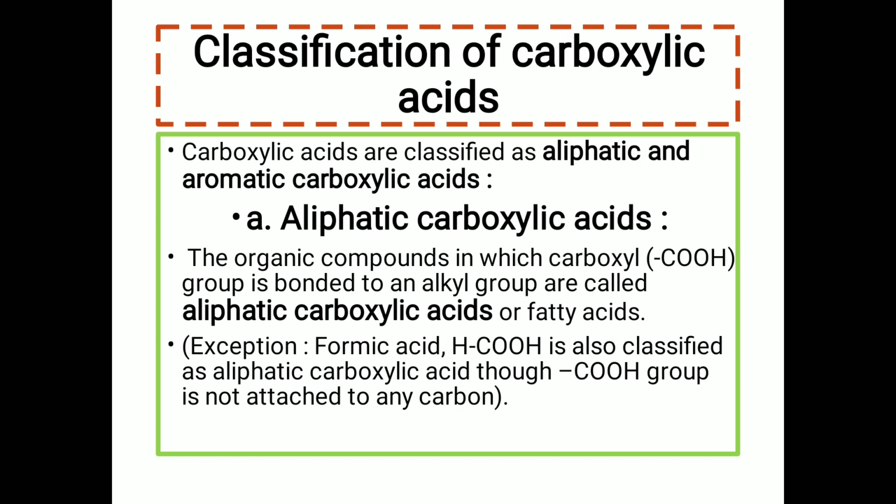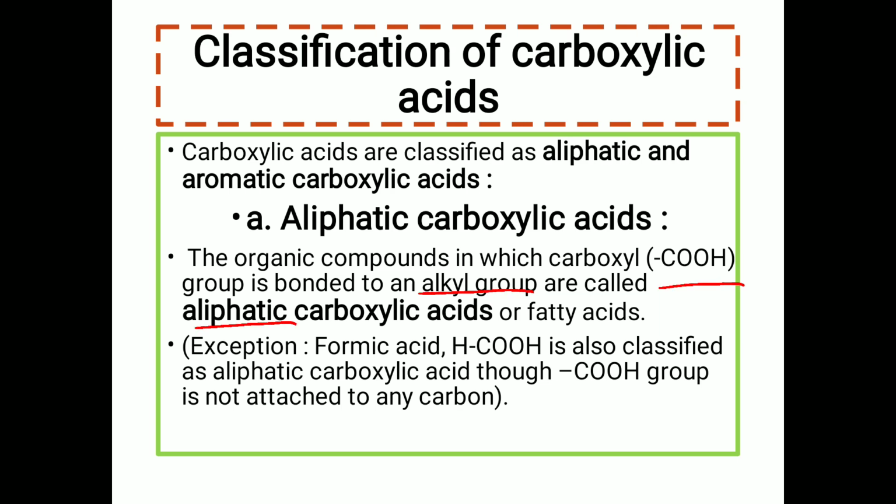Now next is the classification of carboxylic acid. The carboxylic acids are classified as aliphatic and aromatic carboxylic acids. Now let us study the first, aliphatic carboxylic acid. The organic compounds in which the carboxyl, that is COOH group, is bonded to an alkyl group are known as the aliphatic carboxylic acid.